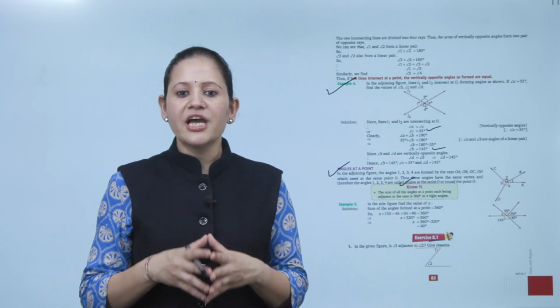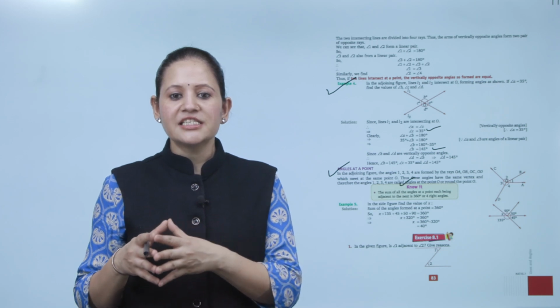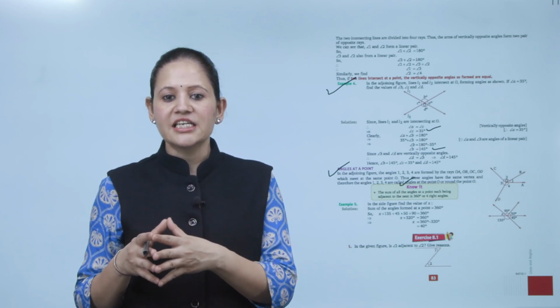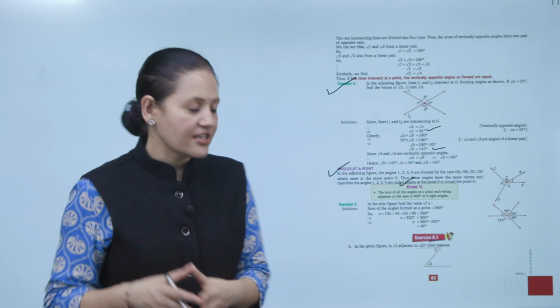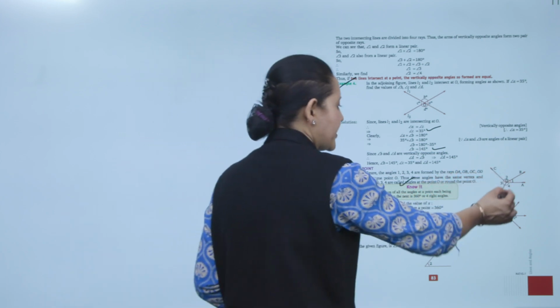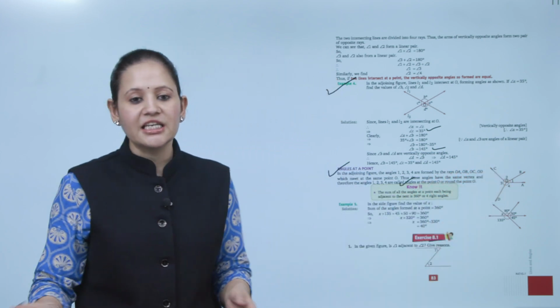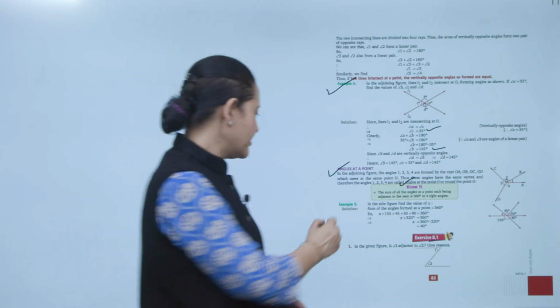The sum of all the angles at a point, each being adjacent to the next, is 360 degrees, or 4 right angles. Around any point, whatever angles are formed, what will their sum be? 360 degrees. Let's understand with an example.